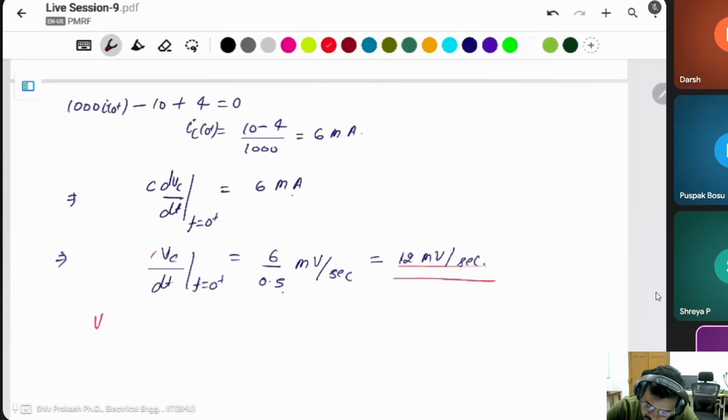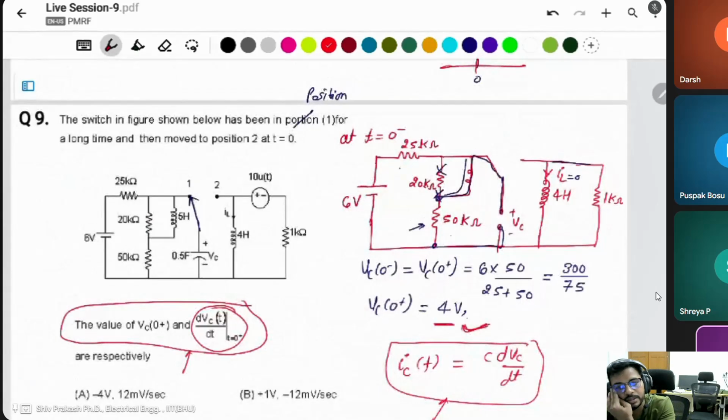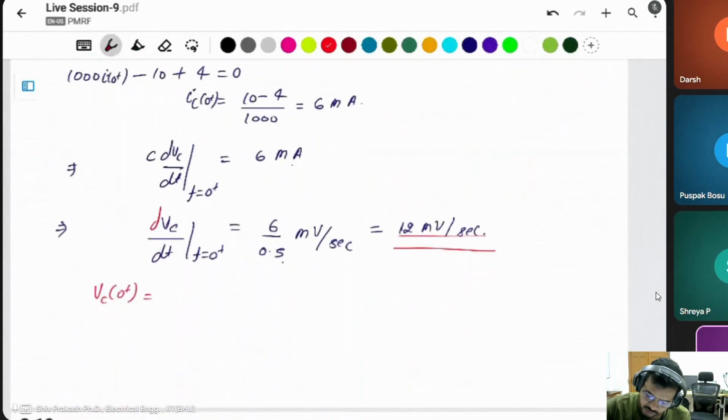It means Vc initial voltage is already fine. Apply the initial condition of the circuit at t equal to 0 minus. At that time the switch is connected to position 1. Then we find the value of initial voltage. This one is the 4 volt only. Initial voltage is 4 volt.